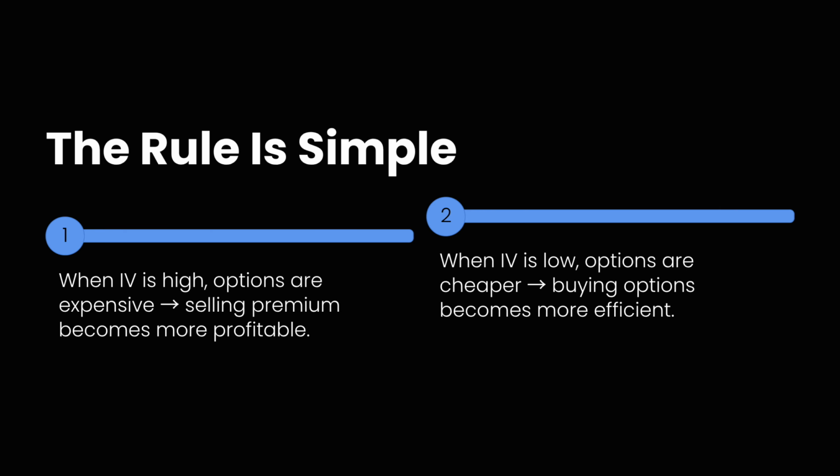The rule is simple. When IV is high, options are expensive. Selling premium becomes more profitable. When IV is low, options are cheaper. Buying options becomes more efficient. Many new traders struggle because they buy options when IV is elevated, which means they overpay. And even if they're right about direction, the IV drop steals their profits.